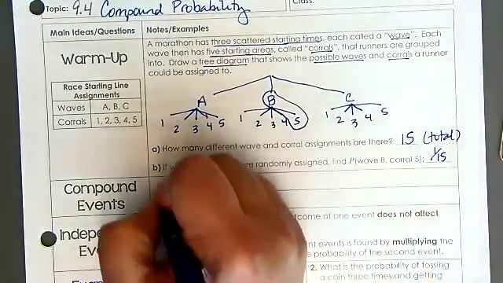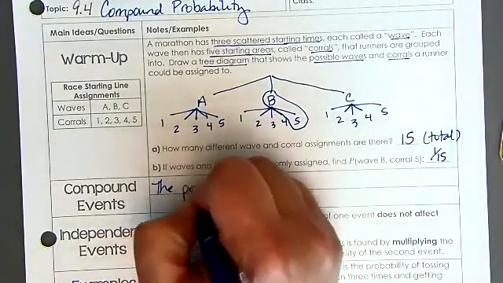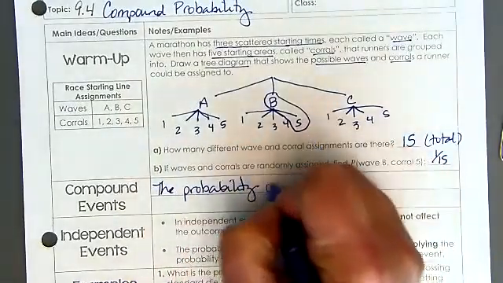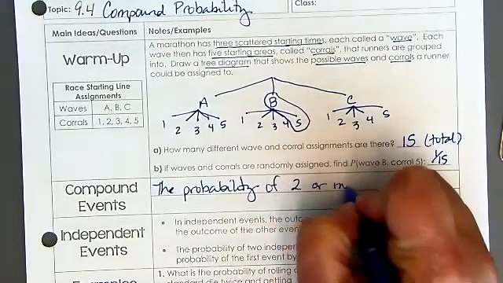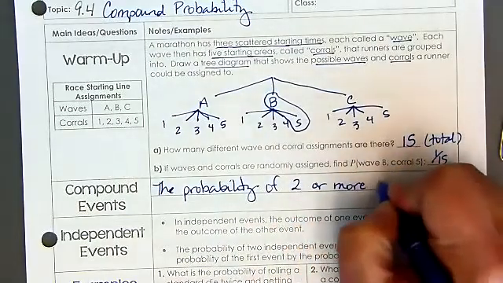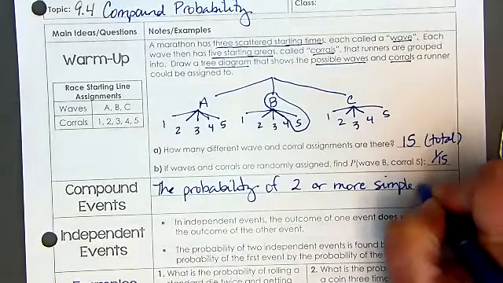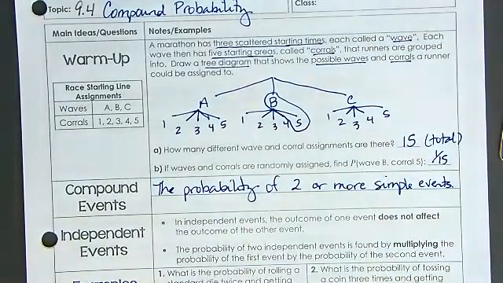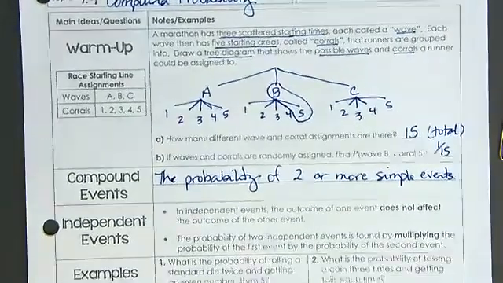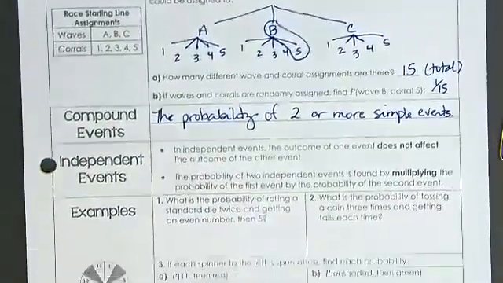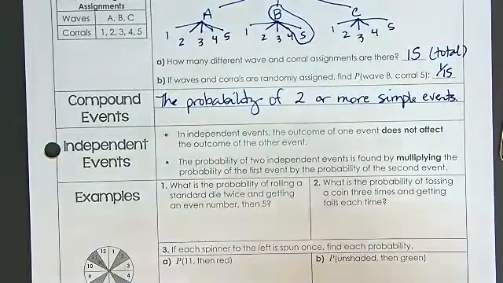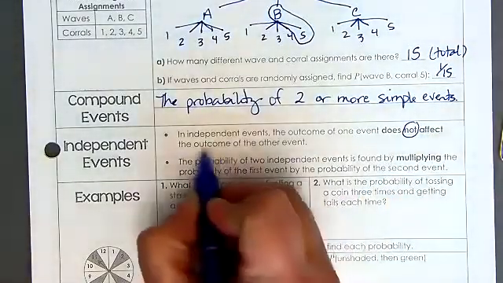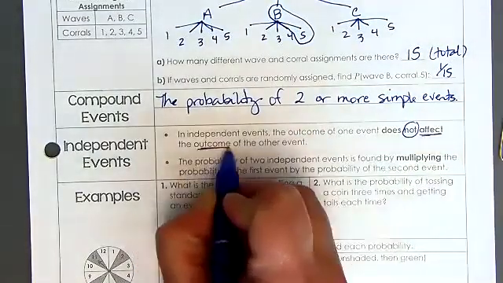All right. So compound events. Compound events is the probability of 2 or more simple events. Now, the first one we're going to talk about is independent events. Independent does not affect the outcome.